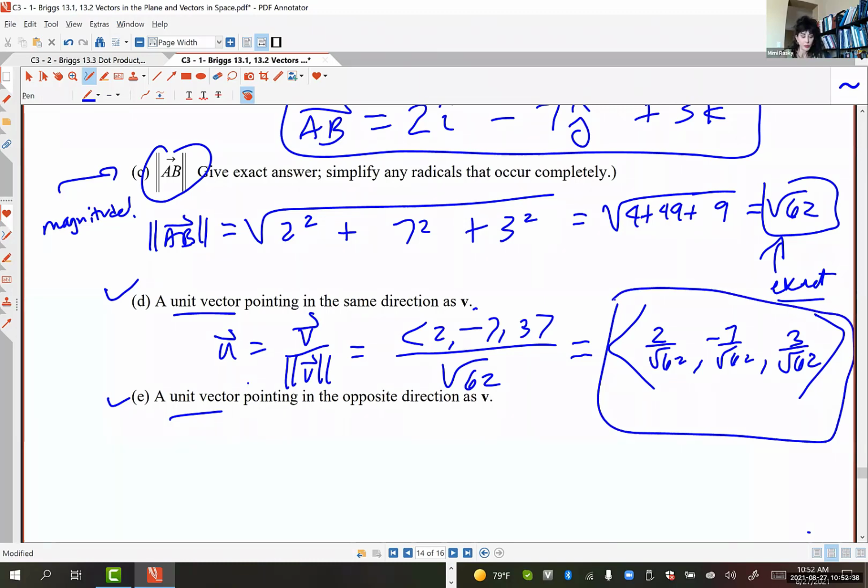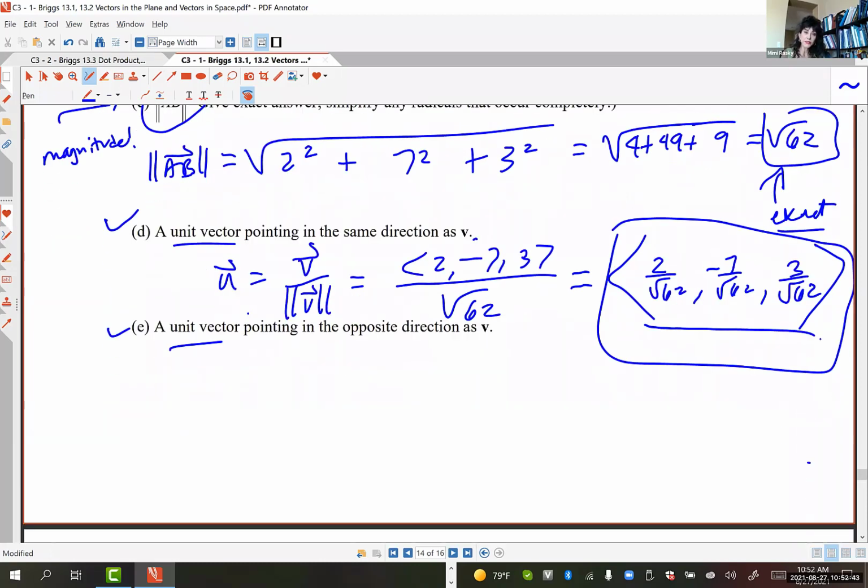And you unitized. We unitized it, which means the magnitude of this result is what? What's the magnitude of a unit vector? 1. Good, 1.